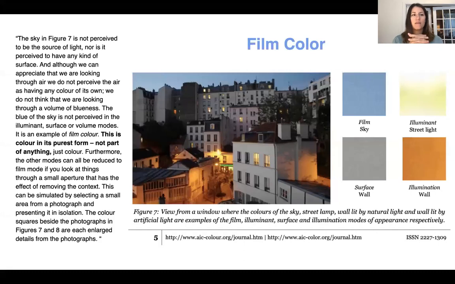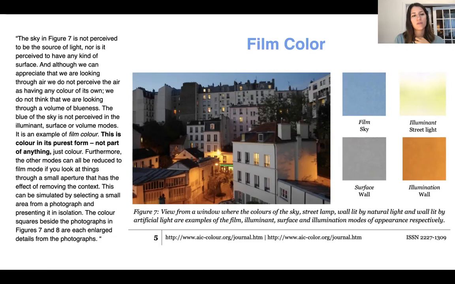So this is from an article that really dissects this. I have it down there if you guys want to read it, from an academic journal where these scientists break down our perception and talk about film color, because I think this is one of the hardest ones for students to get. So the sky in figure 7, the photograph in the middle, is not perceived to be the source of light, nor is it perceived to be any kind of surface. And although we can appreciate that we are looking through air, we do not perceive the air as having any color of its own. We do not think that we are looking through a volume of blueness.